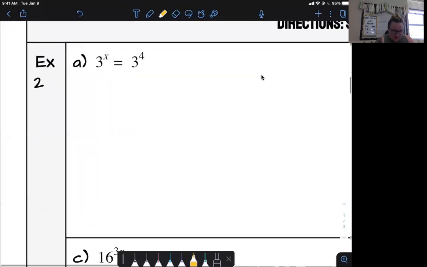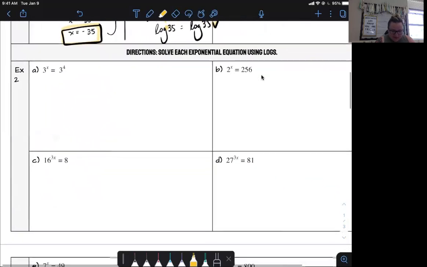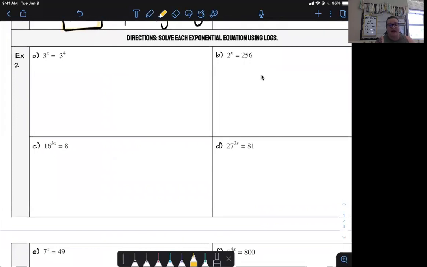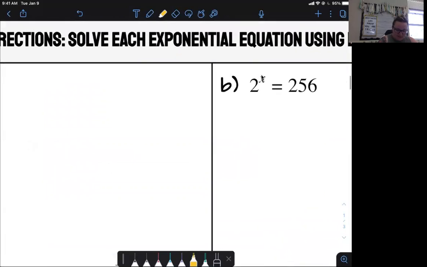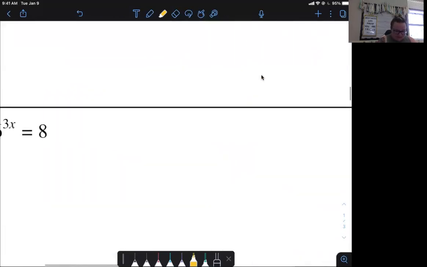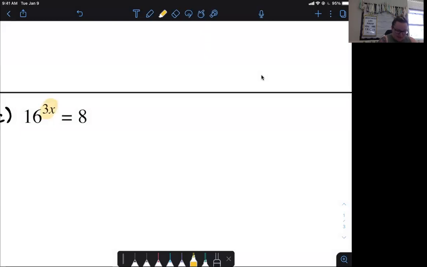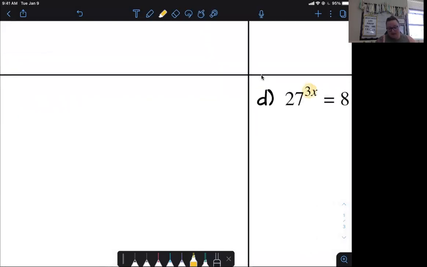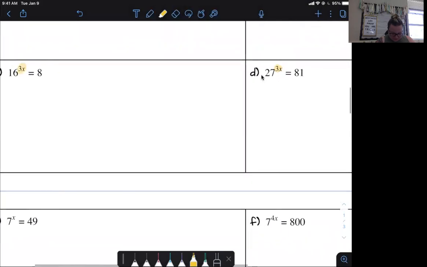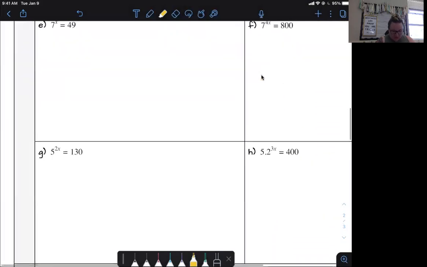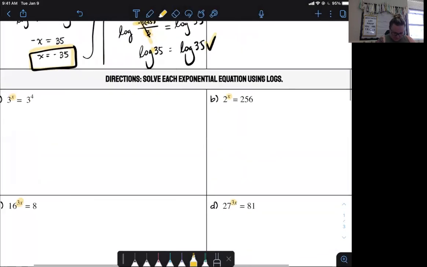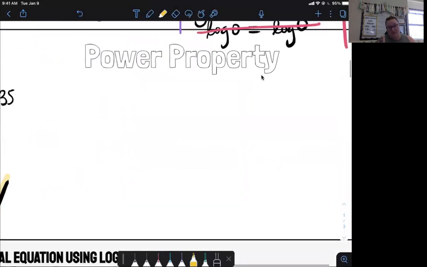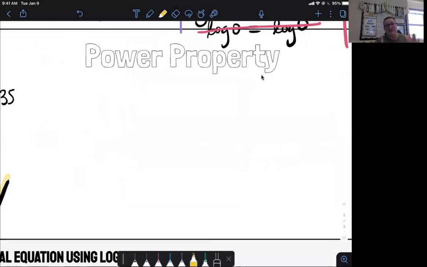All right, so example 2, we're just going to dive right into some equations that have x as an exponent, and we need to discuss what to do in these cases, how to solve for x when it's in the exponent itself. And then I'm going to show you how to use logs to get the variable out of the exponent. Give me 1 second. Oh, just kidding. Let's remind ourselves what the power property is.